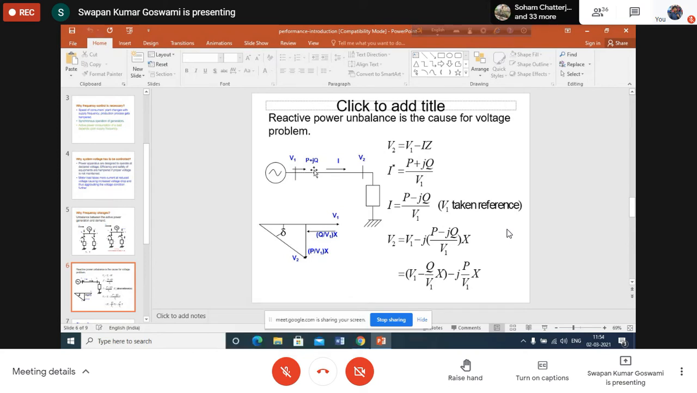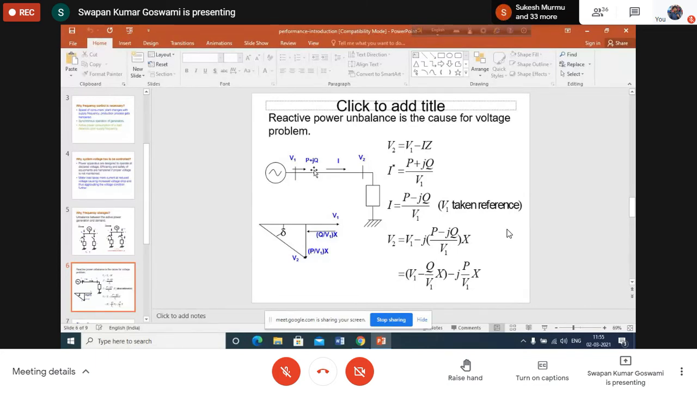Anybody? What is the current delivered by the generator? It is written here. Can you explain why it is written in this way? Why are we writing I conjugate as P plus JQ by V1? It means that I am writing P plus JQ equal to V1 into I conjugate. Because, sir, it is the summation of active power and reactive power, both are there. So that's why we are writing V1 I conjugate.